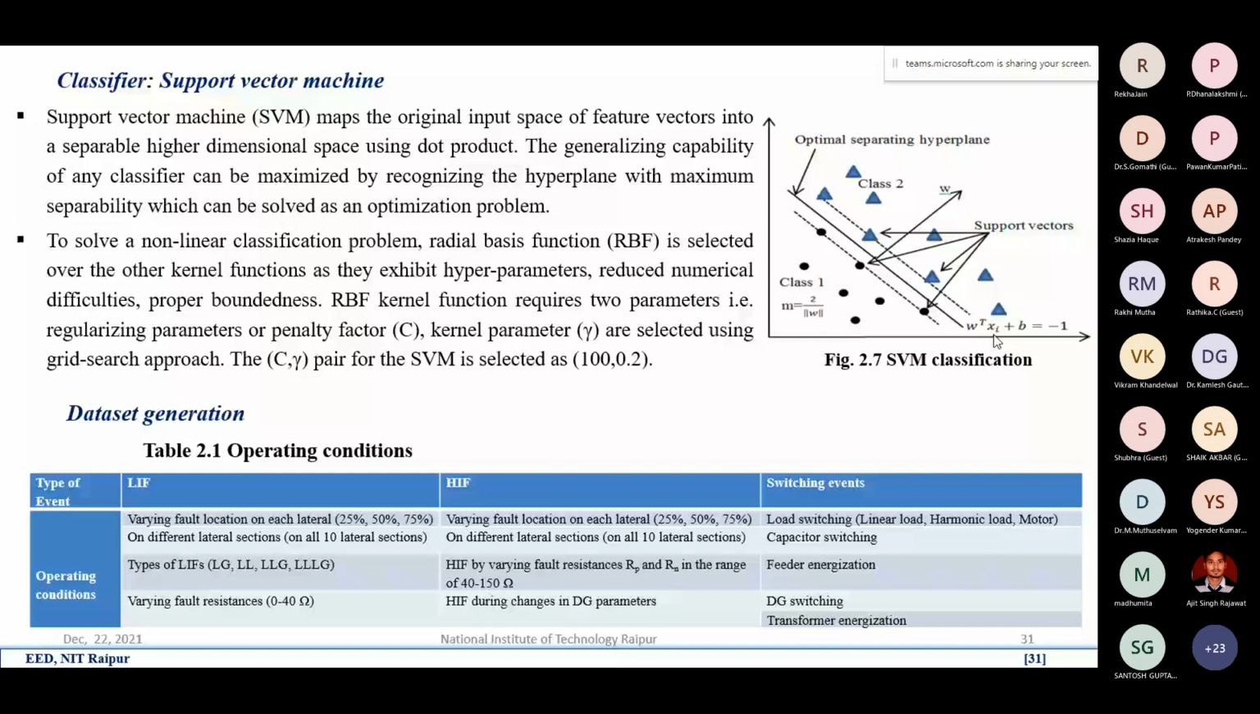This particular classification problem is solved using radial basis functions. Various kernel functions are available, but in this case we have used the RBF kernel function, which exhibits fewer hyperparameters, reduced numerical calculations, and proper boundedness. Only two parameters are to be identified in case of RBF, that is the C penalty factor and the kernel parameter known as gamma. These are to be calculated for optimizing the hyperplane range. Here they are chosen to be 100 and 0.02.